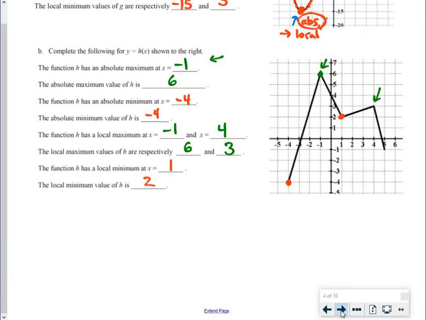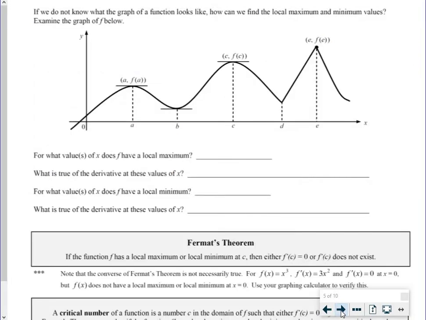Okay, onward. If we don't know what the graph of the function looks like, how do we find local max and mins? So just looking at our graph here, what values of x does it have a local max? Okay, we have a peak there, we get a peak there, we get a peak there. So when x is a, c, and e. A, c, e. Okay, what is true of the derivative at these values of x?